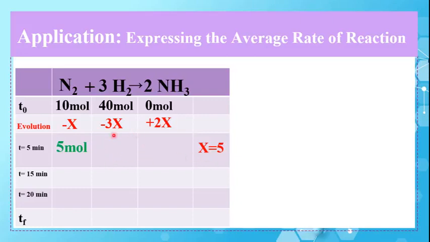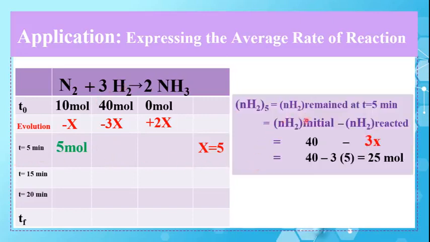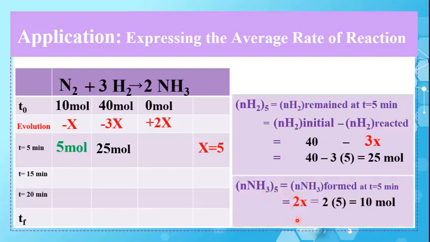To find out the number of mole of H2 that remains at T equal 5 minutes, we are going to make the difference: n of H2 that remains at T equal 5 minutes is equal to n of H2 initial minus n of H2 reacted. It is 40 minus 3x. X is equal to 5, so we will get 25 mole. To determine the number of mole of NH3 formed at T equal 5, we have to calculate 2x. 2 times 5 equal 10 mole.